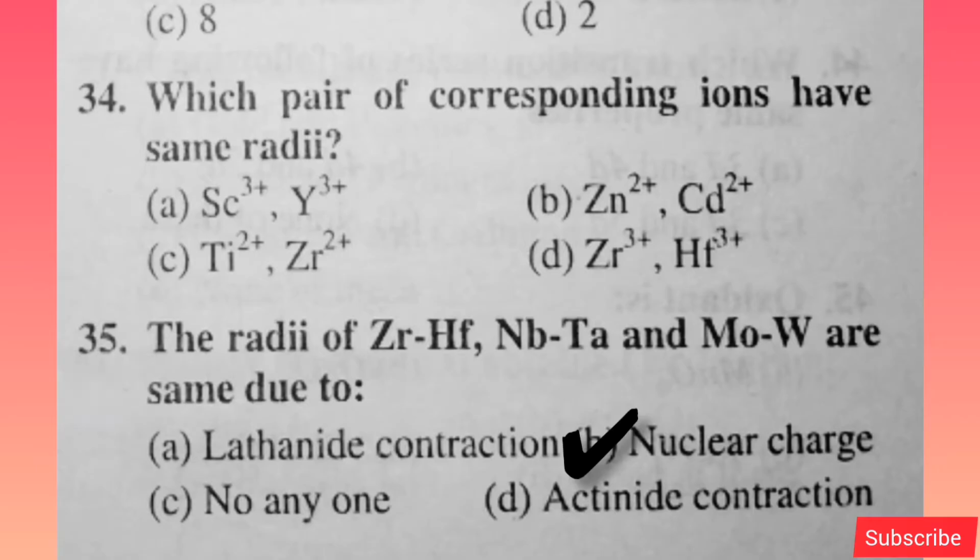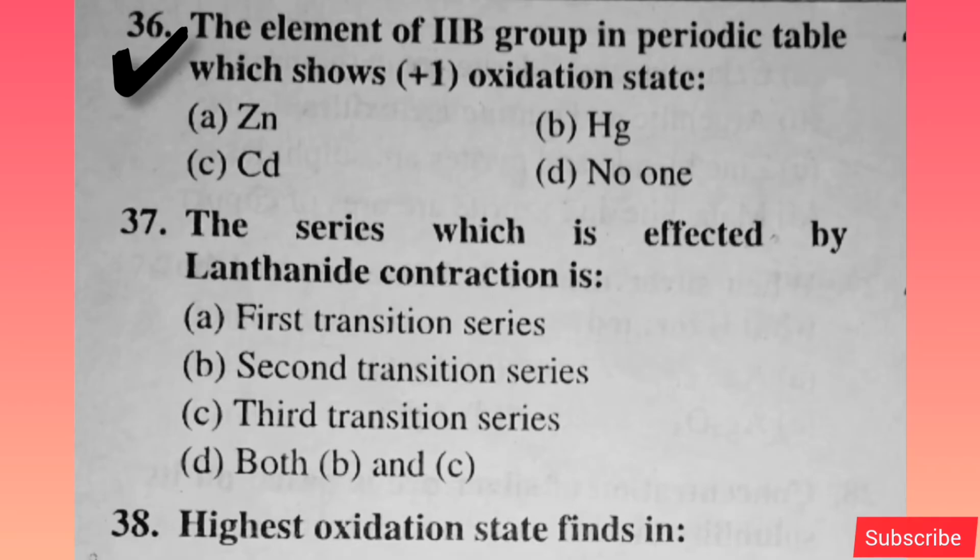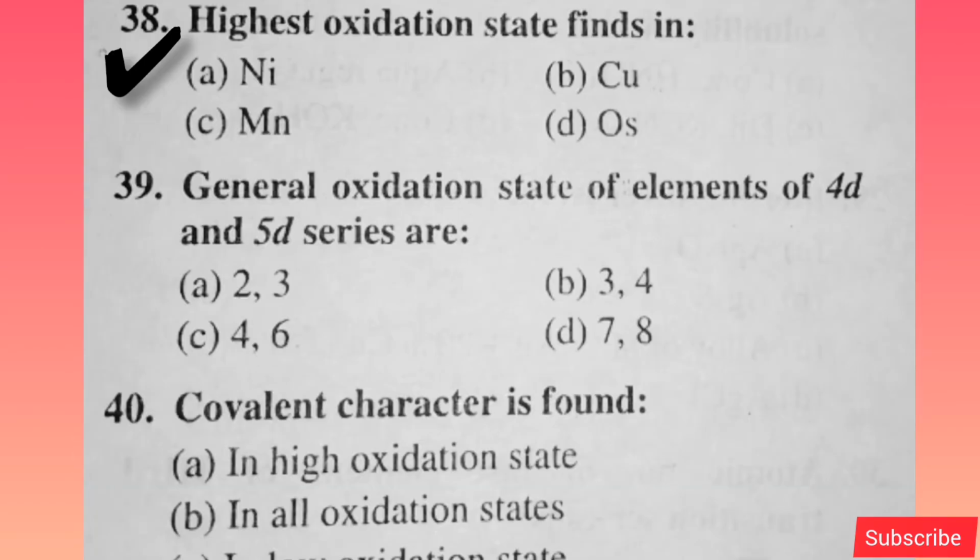Option A is right. The element of second B group in periodic table which shows +1 oxidation state. Option A is right. The series which is affected by lanthanide contraction is option D. Highest oxidation state is found in option D. General oxidation state of elements of 4d and 5d series is option D.